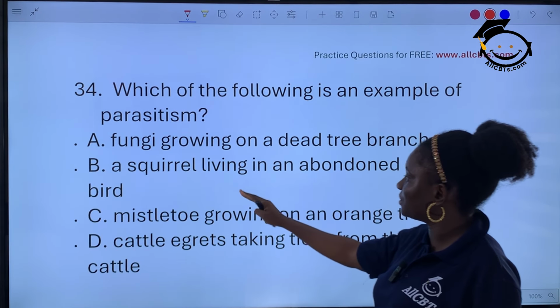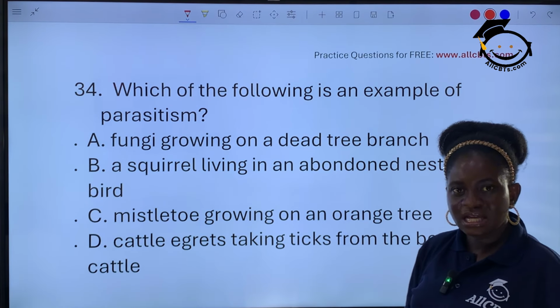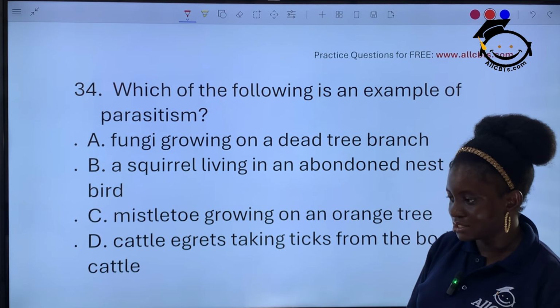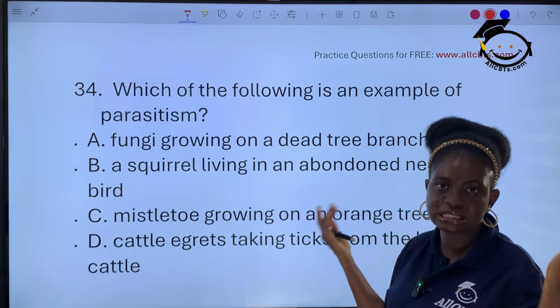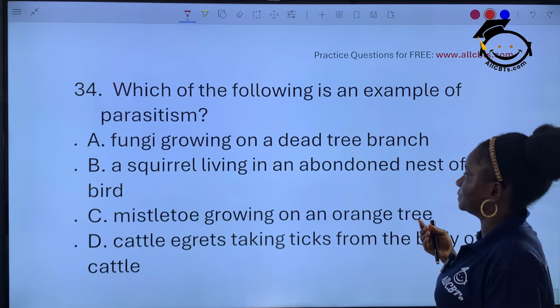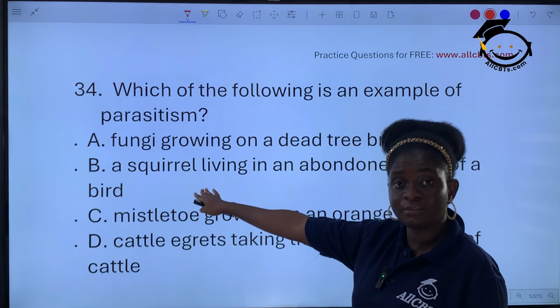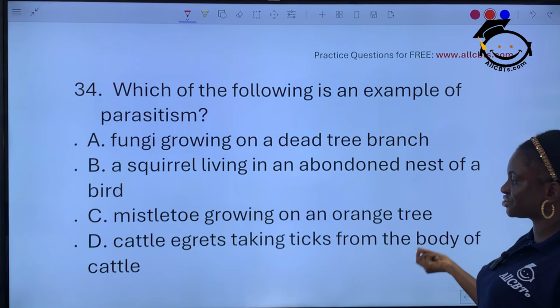B, a squirrel living in an abandoned nest of a bird. If a squirrel is living on the nest, it is not doing any harm to the nest, it's just using the nest as a shade. So option B, this is commensalism. Option C, mistletoe growing on an orange tree.